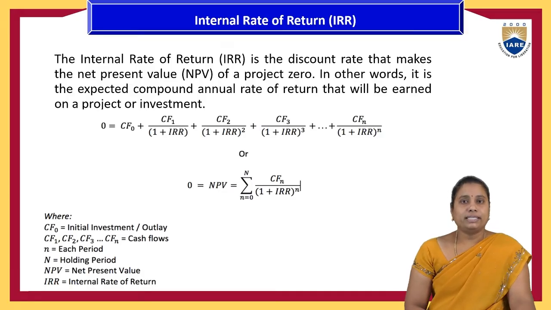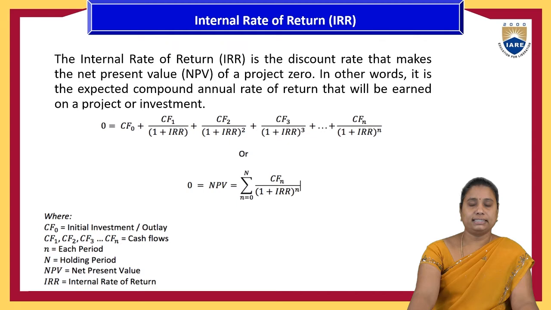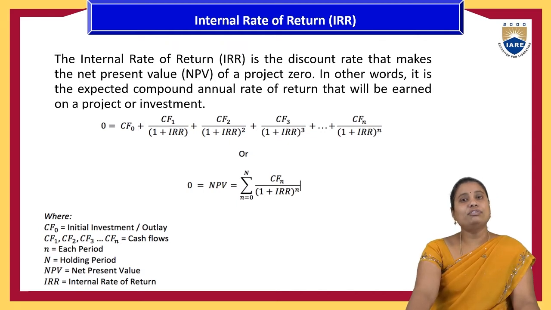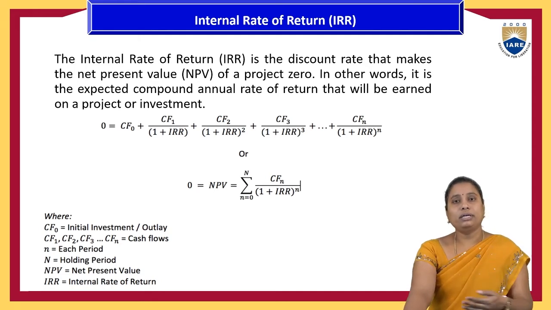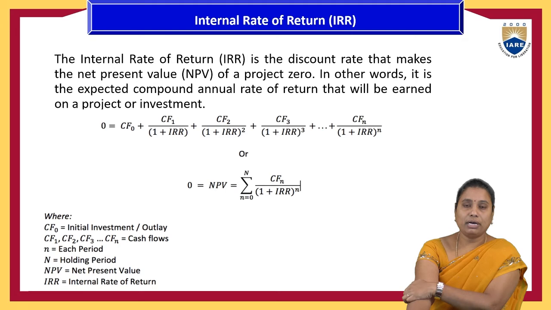Under capital budgeting, net present value is one of the methods of discounted cash flow techniques. That is, if the time value of money is taken into consideration by the investor, then based on that, how to calculate the net present value, we have discussed in the previous videos.